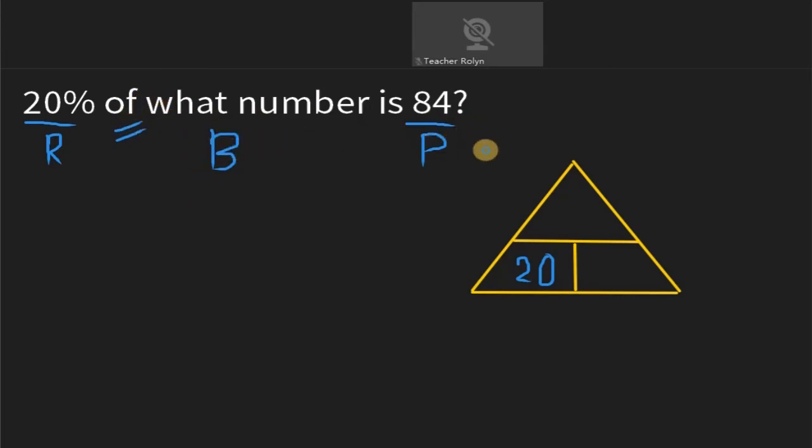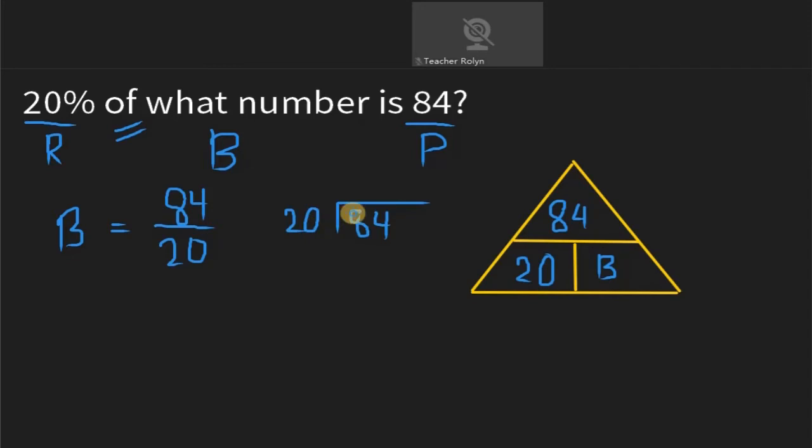So, now, let's put 84 here. And this is our percentage. So, therefore, our unknown is B. Alright? So again, we will use this to solve for B. So B is equal to 84, and this horizontal line is divide, so that will be equals 84 divided by 20. Alright, let's divide 84 by 20.